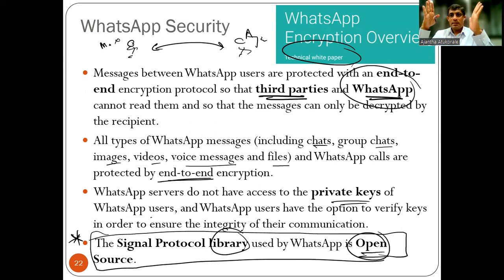So end to end means only those two parties, the receiver and the sender. That's end to end. But a third party in the middle cannot have access, including the service operator.